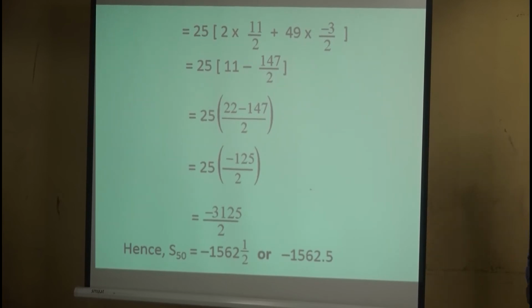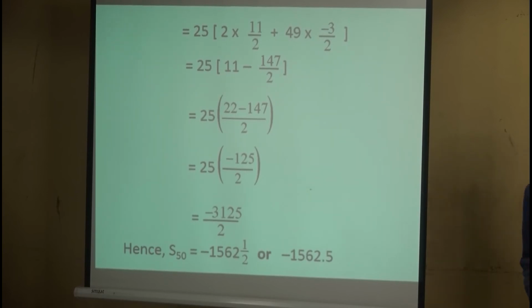Positive, negative, negative. Simplifying the brackets according to the principle of BODMAS, we pick the LCM, and the LCM of 2 and 1 is 2. So 2 divided by 1 is 2. 2 times 11, you have 22. 22, 2 divided by 2 is 1. 1 times 147 is 147. So we proceed by subtracting 147 from 22, and we'll have minus 125. So 25, open bracket, minus 125 divided by 2.